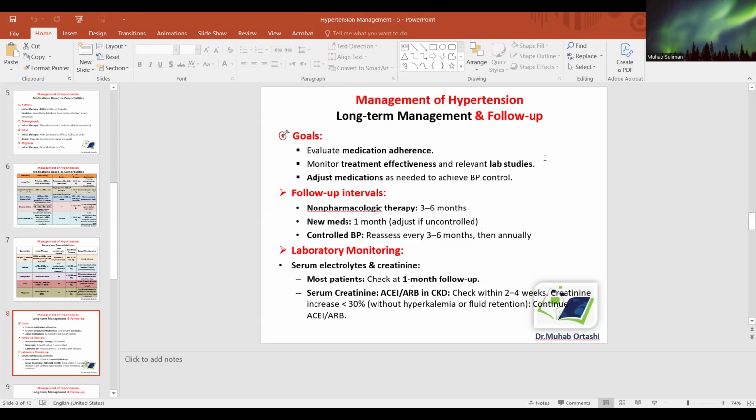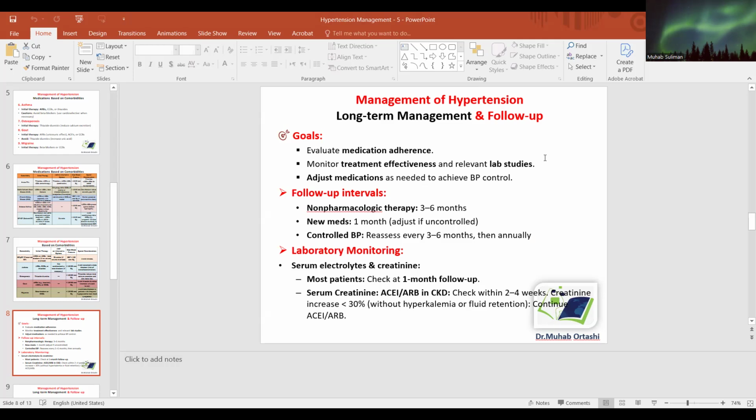Fine. When we have to follow the patient, if the patient is on non-pharmacological therapy, we need to see the patient every 3 to 6 months. If the patient is on a new medication, we add or we adjust the dose for the patient. We have to see the patient every 1 month until the patient is controlled. And then if the patient's blood pressure is controlled, we can see the patient every 3 to 6 months, and then annually.